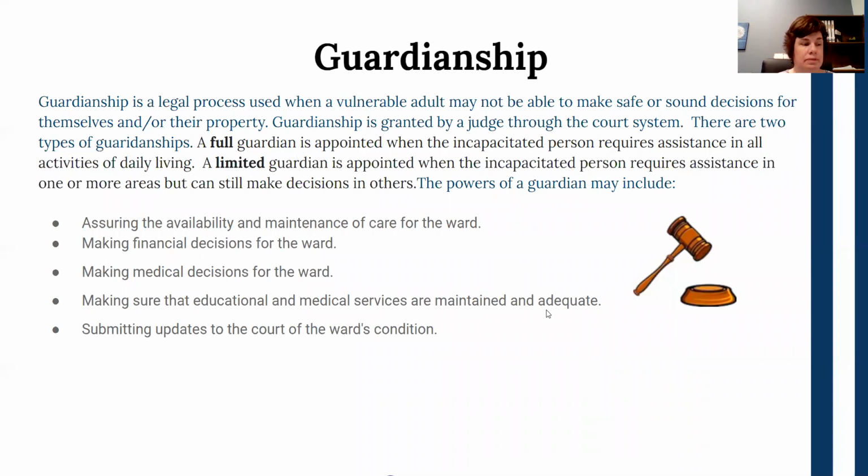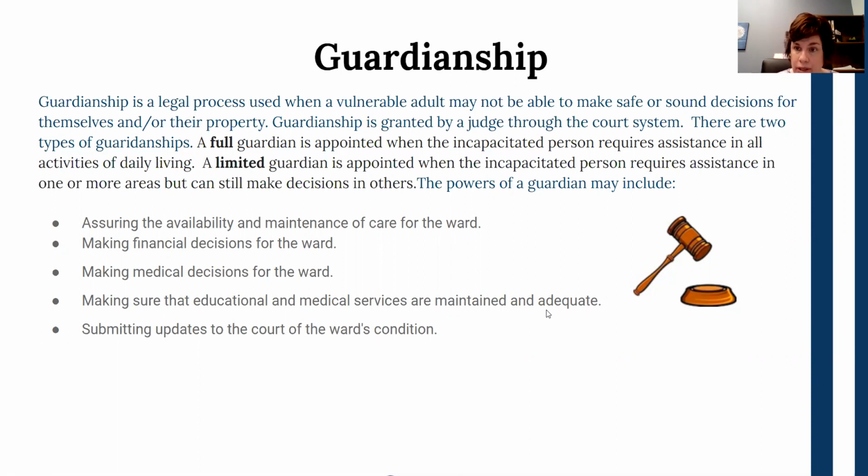So when a student turns 19, there are a lot of considerations that need to be discussed. The team needs to be confident in knowing that the student is able to make decisions on their own as an adult. And if they don't have some of those skills that are important, there are things that need to be considered. One alternative is guardianship. And guardianship is a legal process used when a vulnerable adult may not be able to make safe or sound decisions for themselves.